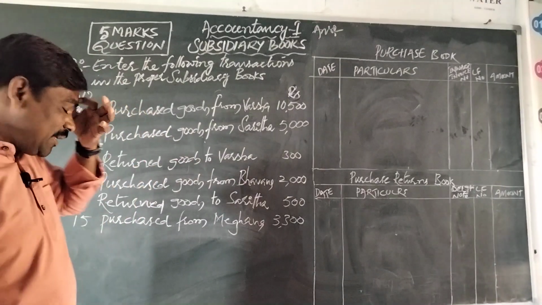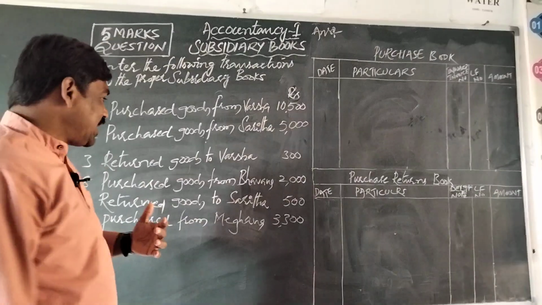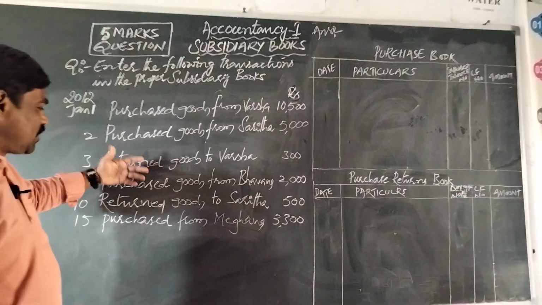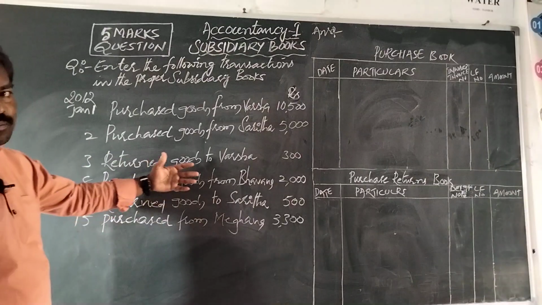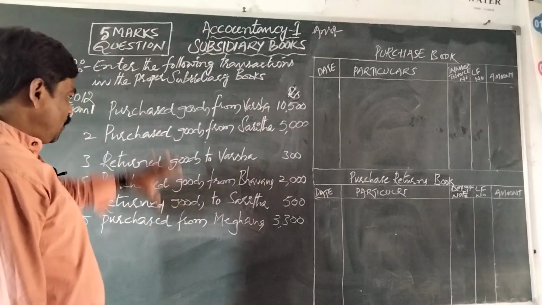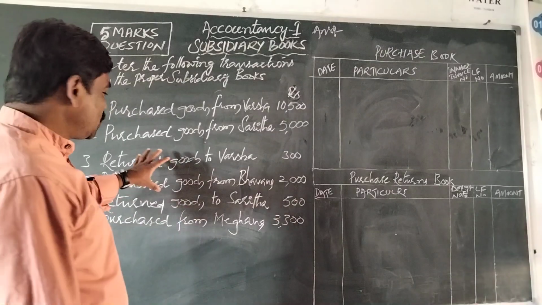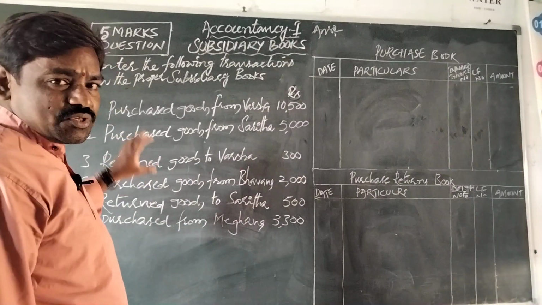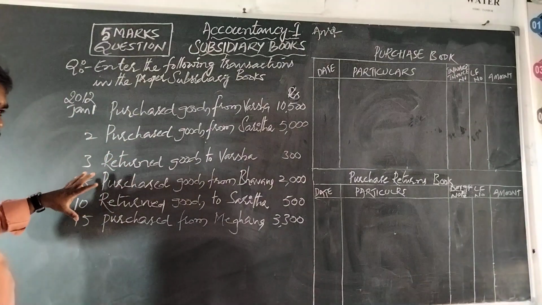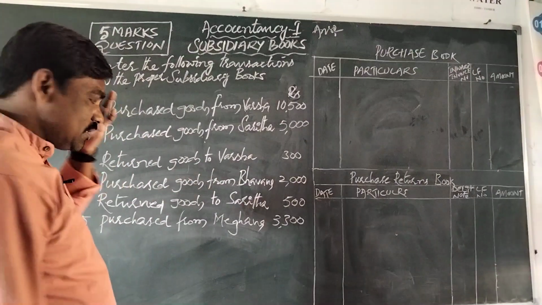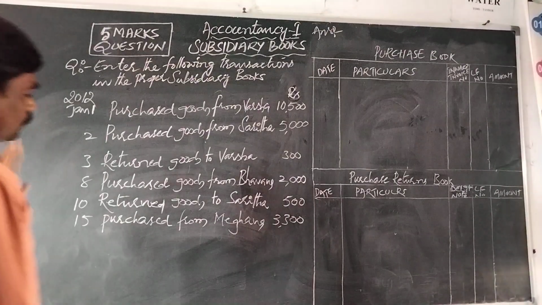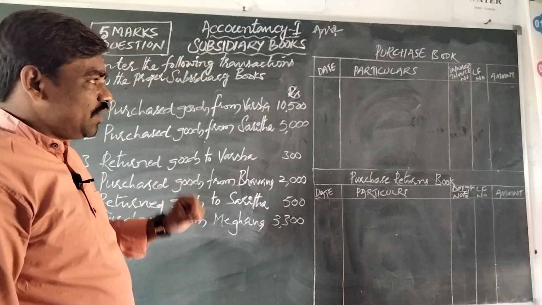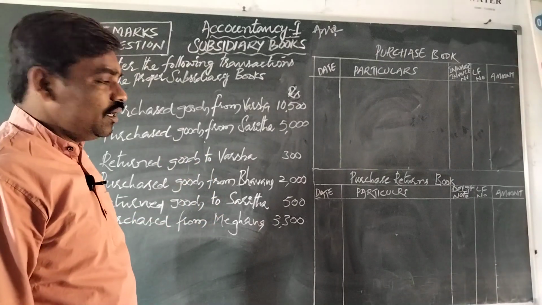If you observe the entire information, we can find 2 types of transactions: one is purchases and another is purchase returns. If you observe the problem carefully, only 2 types of transactions are there. So here we need to prepare 2 subsidiary books: one is the purchase book, another is the purchase returns book.